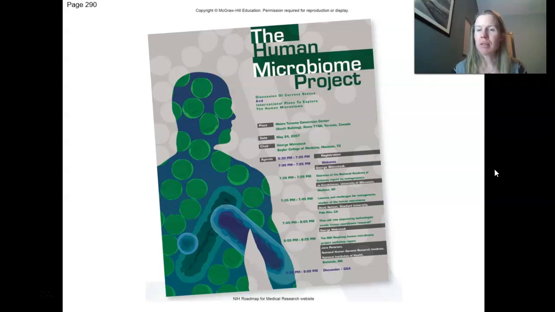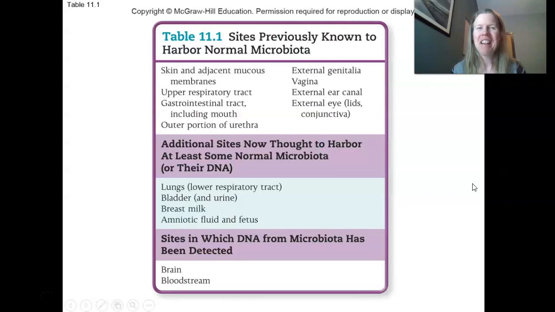So I can move on. Sorry. So one of the things we're looking at, it's interesting. Even in the previous version of this textbook, we still talked about the fetus as being sterile, and then we talk a little bit about the colonization from there. It's kind of interesting. They're actually starting to think, right, amniotic fluid and the fetus may have some normal microbiota. So that may be changing some.